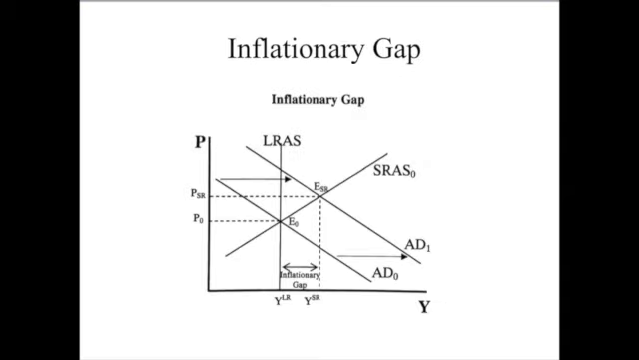So here we see the inflationary gap on the diagram. It's the difference between the equilibrium Y in the short run and the initial equilibrium Y for the long run. You can see E short run here on the diagram. This is our short run equilibrium. It's where the short run aggregate supply intersects the new aggregate demand curve.